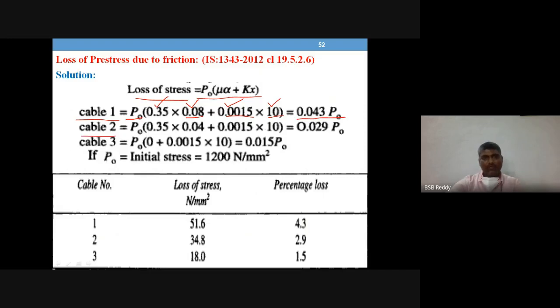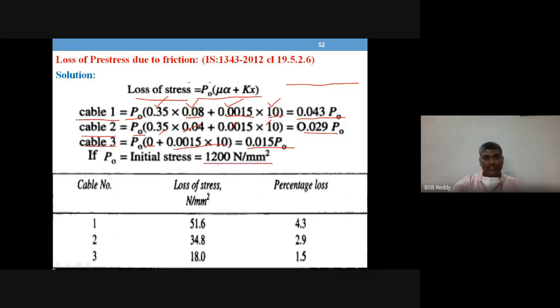For cable 2, P naught mu alpha Kx. This is the loss. Cable 3, there won't be any alpha value because cable is straight, no angle. So alpha is 0. So mu times alpha is 0. K into X will be there. Wobble effect will be there. I mean wave effect will be there. So that is this one.